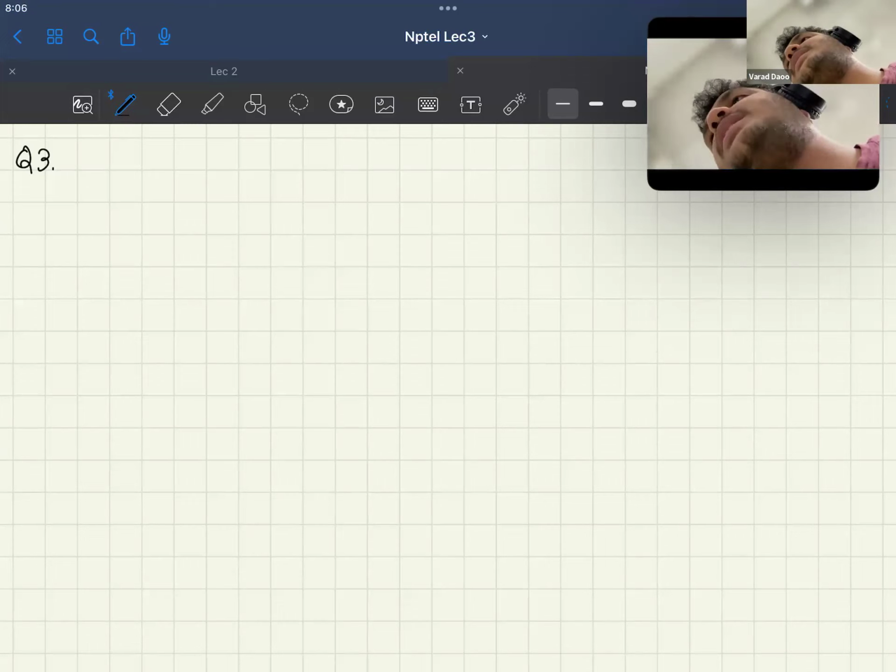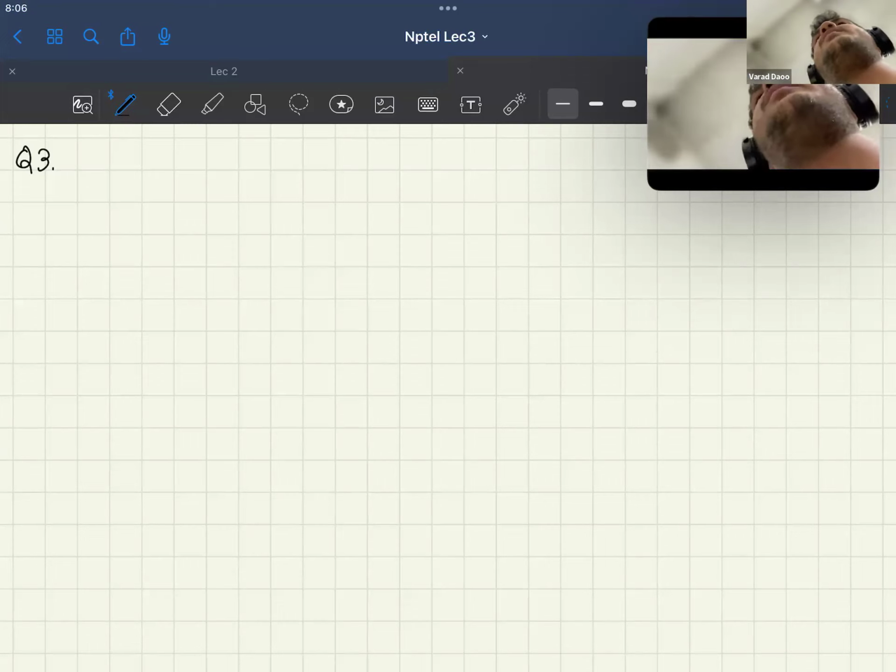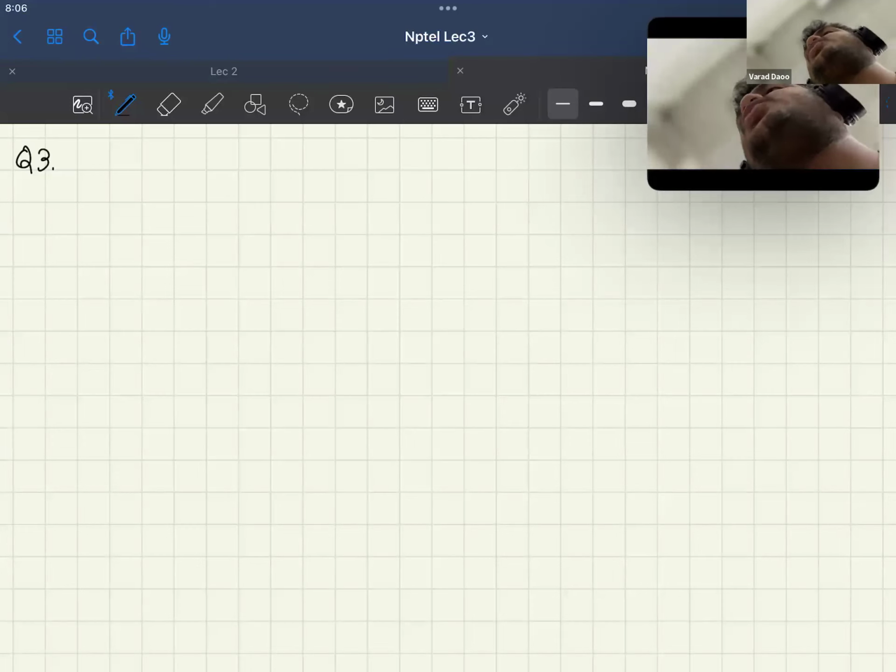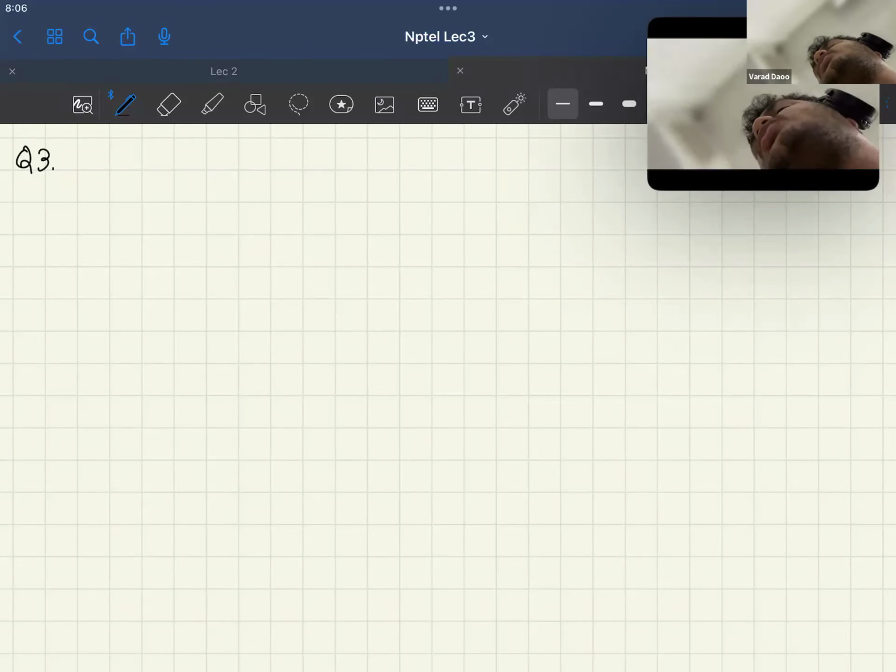So I'll draw a figure, and that figure basically has three plots. Three plots for the Gaussian function, right? And there are some variables, and you are asked to differentiate these three curves based on those variables. Okay.